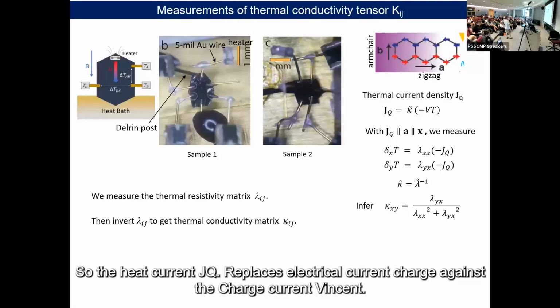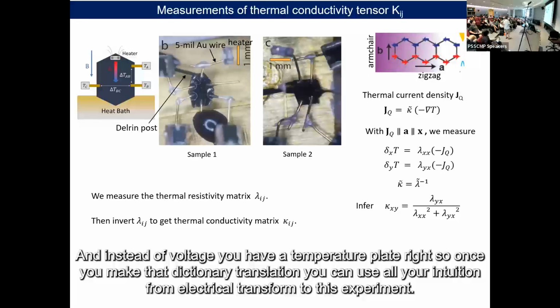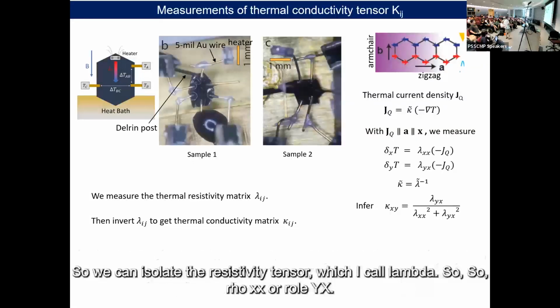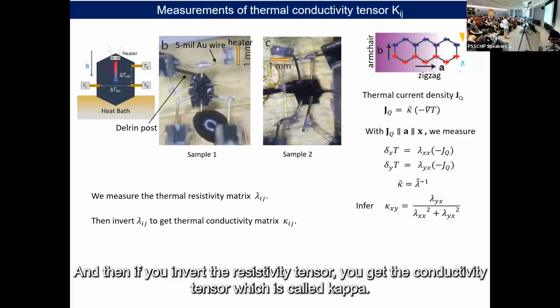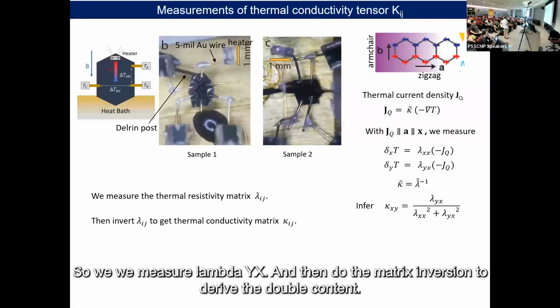So the heat current JQ replaces the electrical charge current density. And instead of voltage, you have a temperature gradient, right? So once you make the dictionary translation, you can use all your intuition from electrical transport for this experiment. So we can isolate the resistivity tensor, which I call lambda. So lambda is rho, so rho XX or rho YX. And then if you invert the resistivity tensor, you get the conductivity tensor, which is called kappa. So we measure lambda YX and then do the matrix inversion to derive the thermal conductivity.